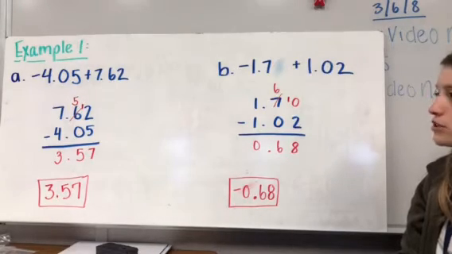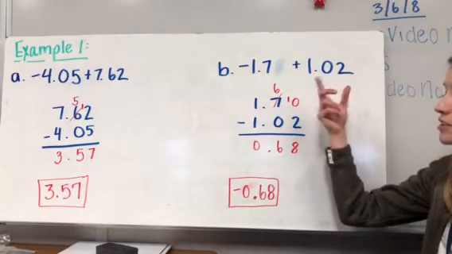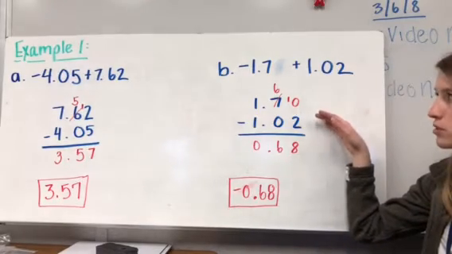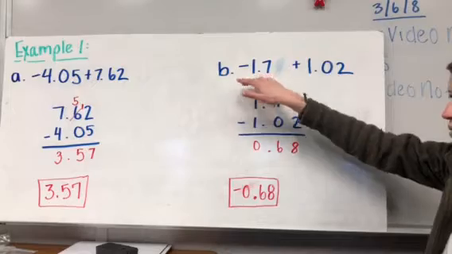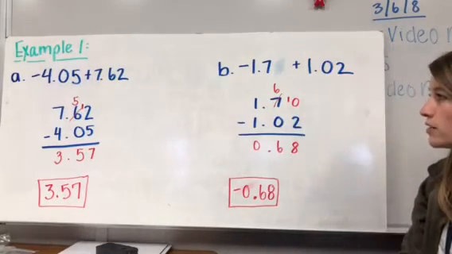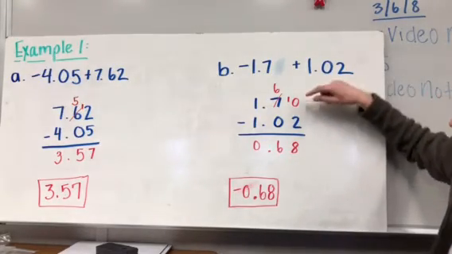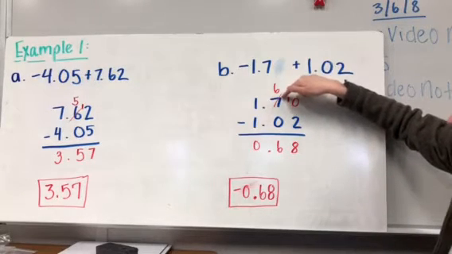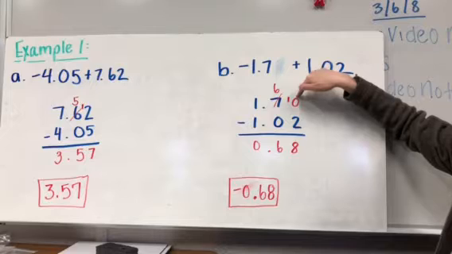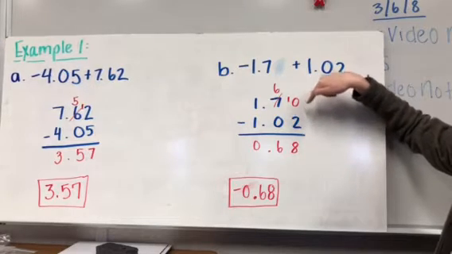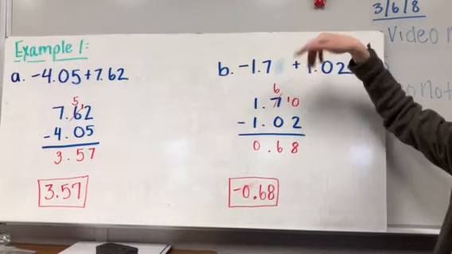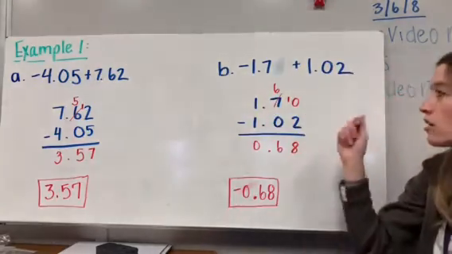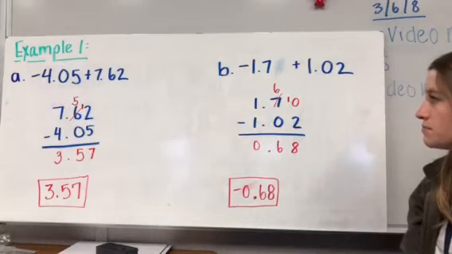Let's talk about this one. -1.7 plus 1.02. Again, different signs, so we know we're subtracting. 1.7 minus 1.02 because we subtract the lesser absolute value from the greater. Now, one thing we need to do before we get started is when I line it up, I have 7 right here in the tenths place, but I don't have anything in the hundredths place to line up with the 2. So you need to add a 0 there. Anytime that you line up your decimals and realize one is longer than the other, you need to add a 0.